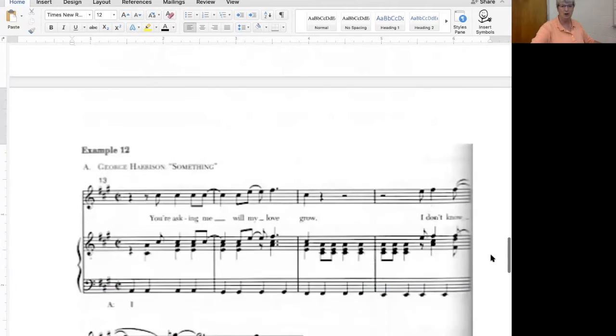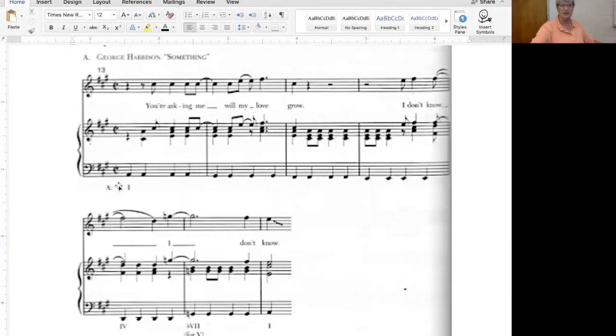The next example by George Harrison is in the key of A major. It eventually moves to a 4 chord, and then instead of going to 5, we substitute the flat 7 chord for 5. In other words, instead of going 1, 4, 5, 1, A major, D major, E major, A major, we go 1 to 4, and then we go to the flat 7, and then back to 1. And that's a plagal cadence.